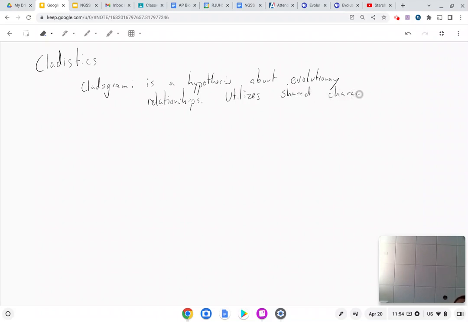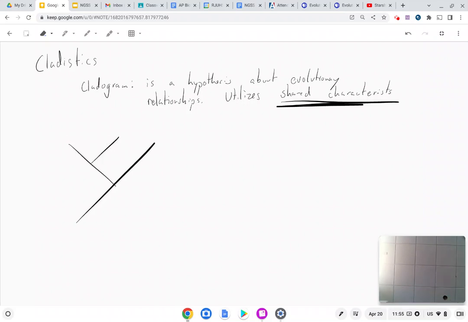So these characteristics that we're talking about are like hair, fins, vertebrae, scales. They're just basically traits that we can look to kind of figure out the evolutionary relationships between species. Okay, so here's what one might look like. It's a really simple one.